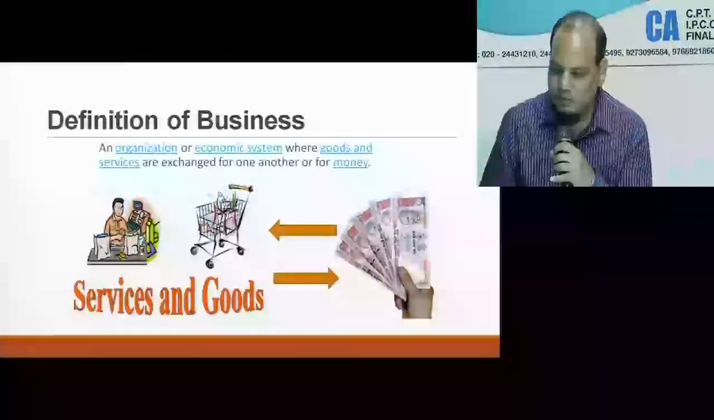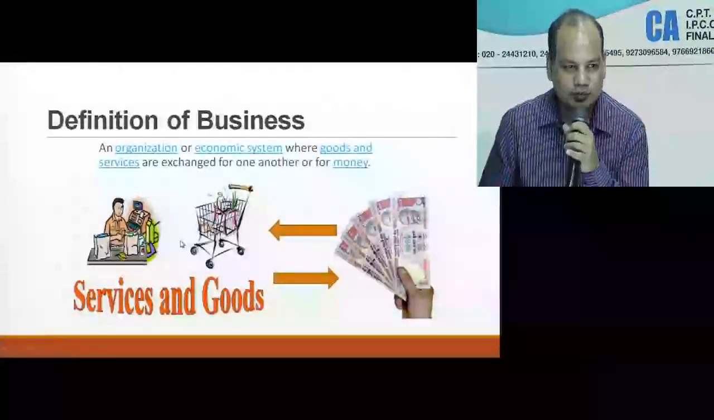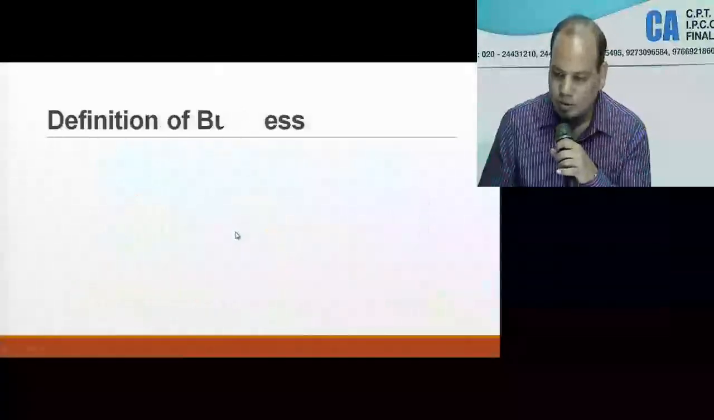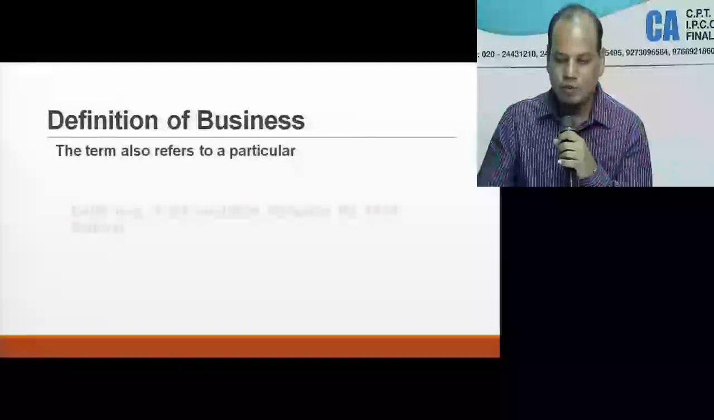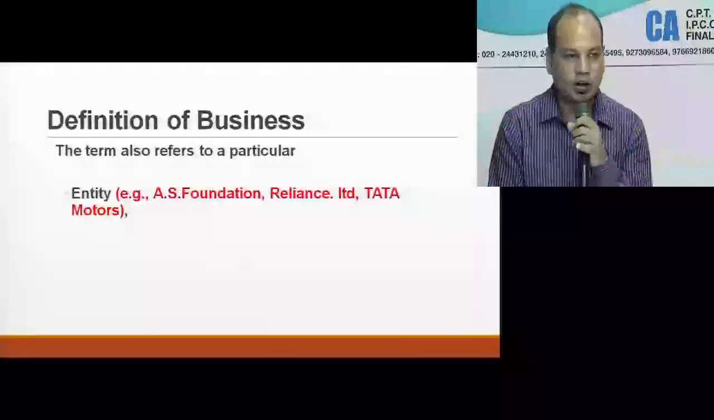So for example, somebody is selling grocery. So he is selling grocery and he gets the money in return. Is it right? Next, the second definition of business is, when we say business, it also refers to a particular entity.